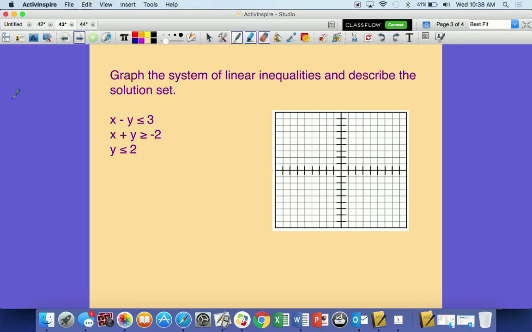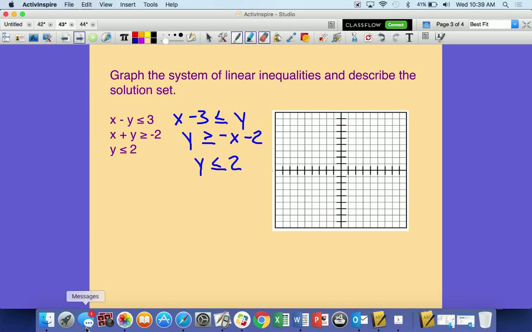Say we go to this next one. We're doing the same concept. Graph the system of linear inequalities and describe the solution set. We're gonna do the same thing. Alright, so let's see, I'm gonna add the y over and subtract the 3. So then I've got x minus 3 less than or equal to y. Down here I'm gonna subtract the x over, so y greater than or equal to negative x minus 2. This last one, y is less than or equal to 2.